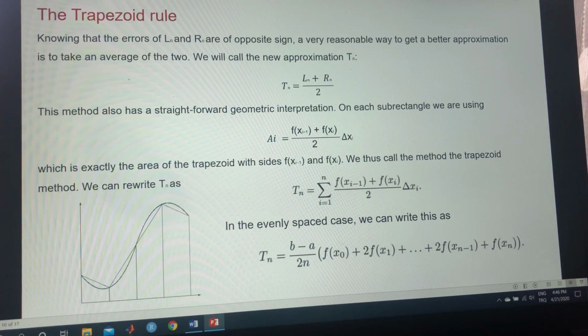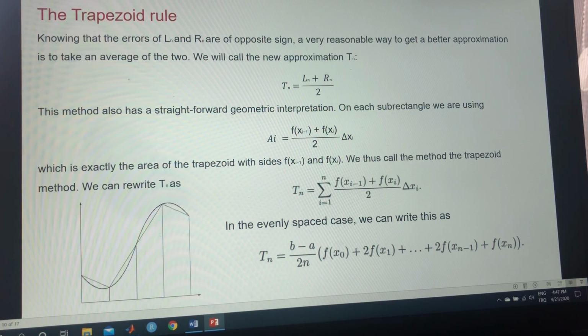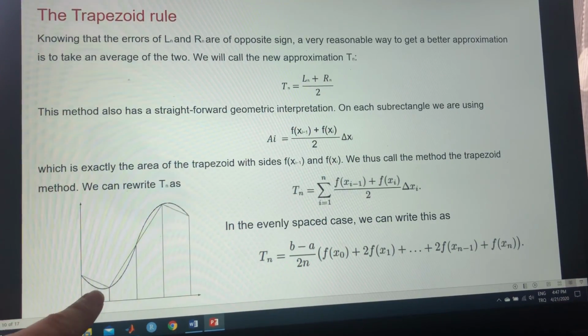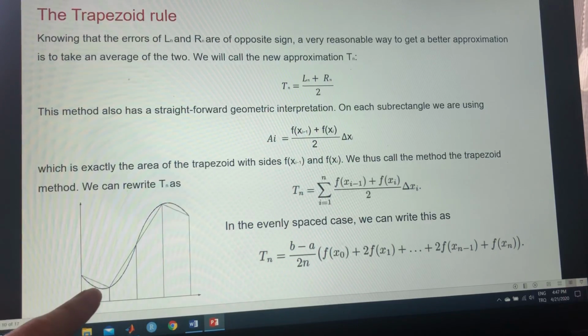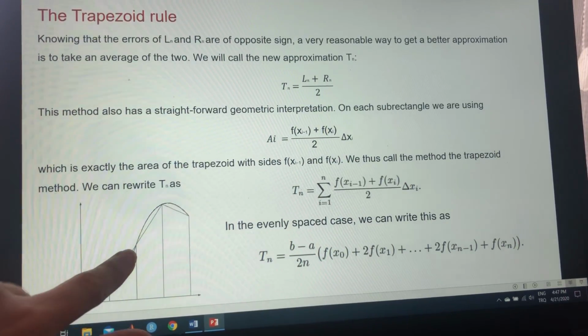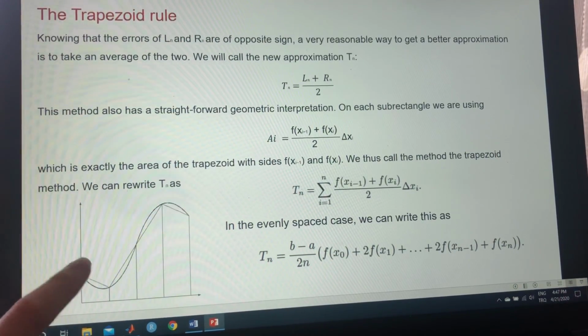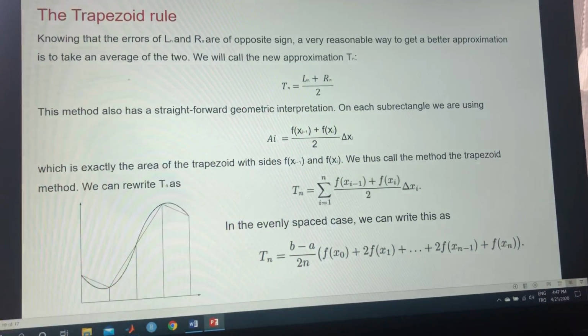Another method for numerical integration is the trapezoid rule. As you can understand from the name, now instead of dividing the regions into rectangles, we are dividing the regions into trapezoids. So this is the area we are trying to find, and we are dividing these into trapezoids, as you can see. So now we need to sum the areas of these trapezoids.